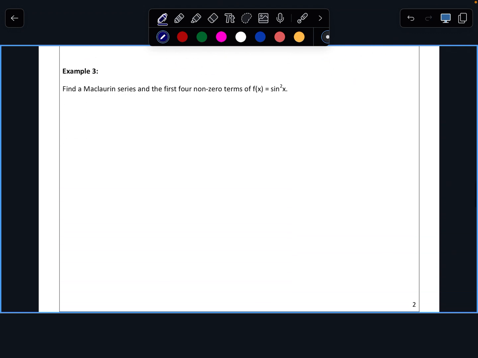Okay, now find a Maclaurin series for the first non-zero terms of sine squared x. Whenever I see this, I think it's probably better if I say sine squared x is equal to 1 minus cosine 2x, all over 2. And so what I'm going to do is use the cosine 2x.